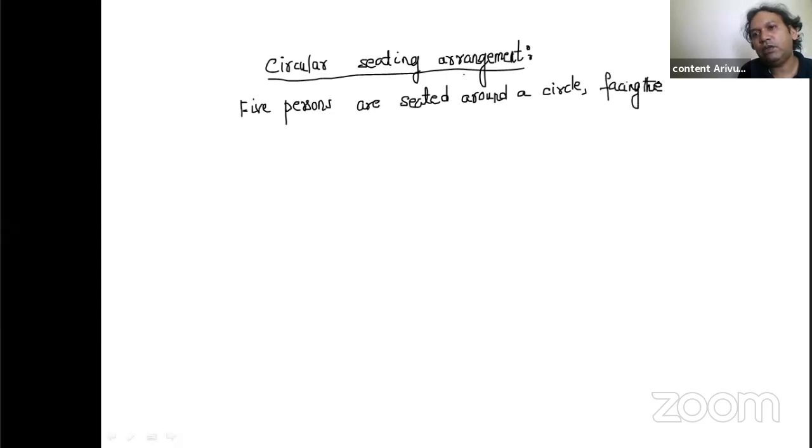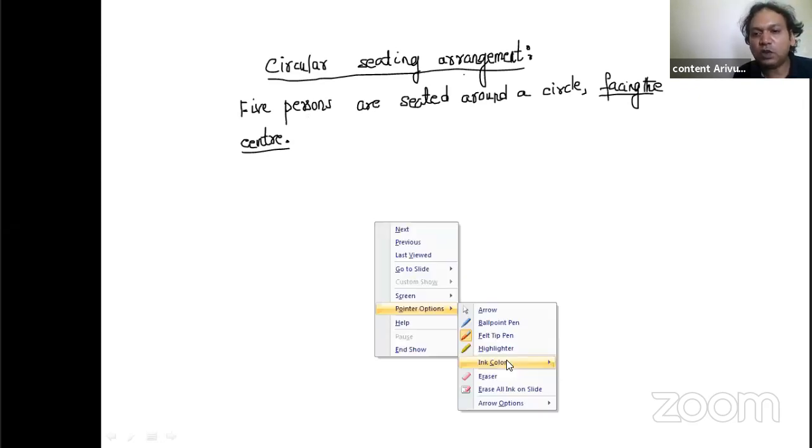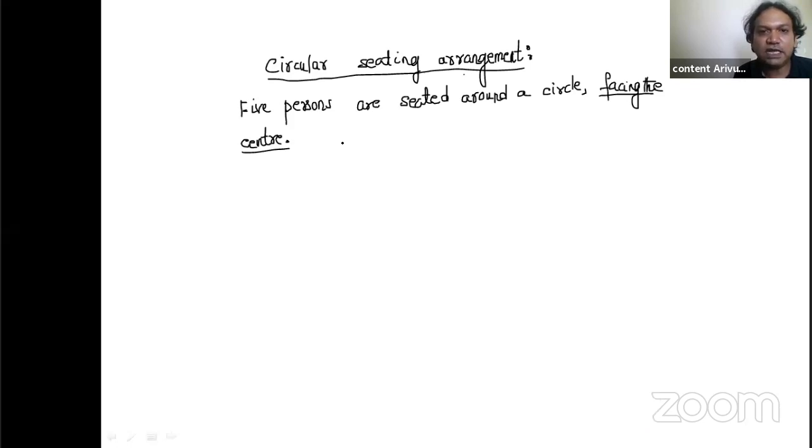So take down this statement and underline this part, facing the center. If this phrase facing the center is given to you, well and good. If it is not given, you can assume that they are facing the center. But I'll explain the difference between facing the center and facing away from the center. Just like we did in linear seating arrangement, in circular seating arrangement also, first of all, we'll make a circle, and since five persons are there, we'll make five equidistant positions.